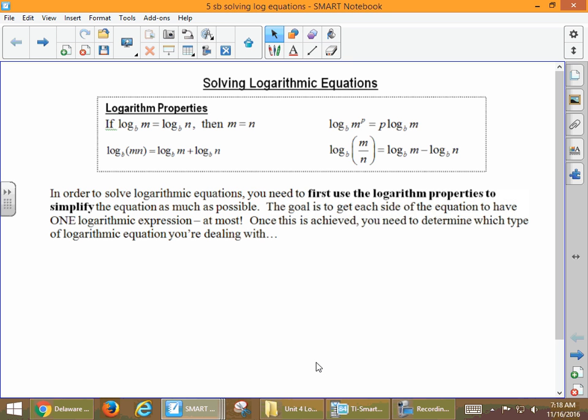And here's the things that you need to do to solve equations. First, we need to use our logarithm properties to simplify the equation as much as possible. In fact, what we want to do is try to get the equations to a point where there's one logarithm on the left side of the equals and one log on the right side of the equation at most. Once we've achieved this, then we're going to be dealing with one of two types of equations.